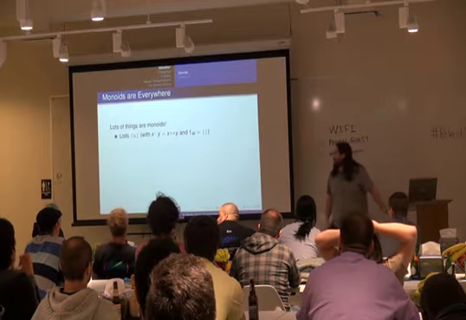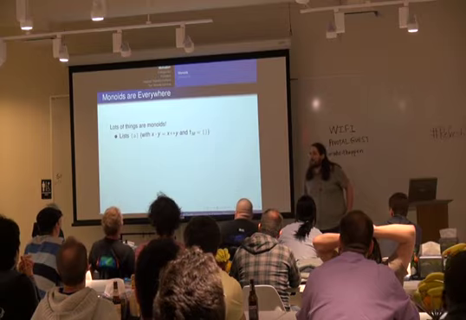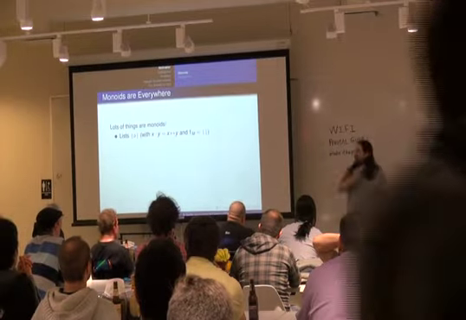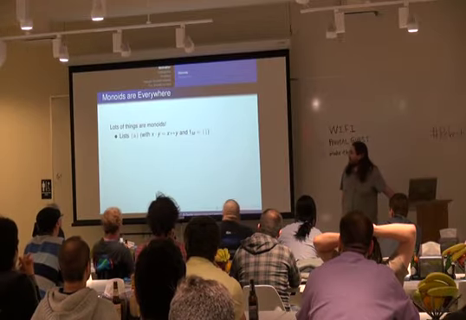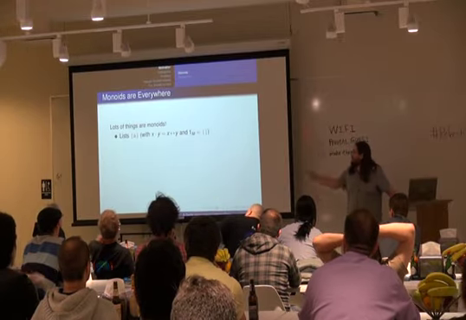No. Groups have inverses. They are semigroups. They're semigroups with identity. So lots of things are monoids.